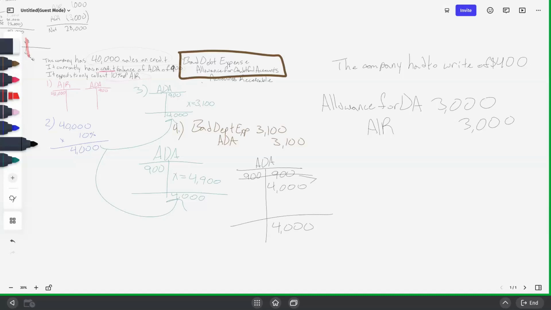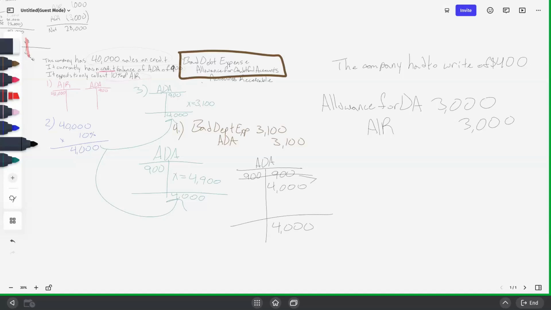I'm just trying to get definitions so I can understand what bad debt expense and allowance for doubtful accounts is. Because honestly, this is the toughest chapter. It seems easy, but it is the toughest chapter. But if you understand it so far, you guys are doing great.